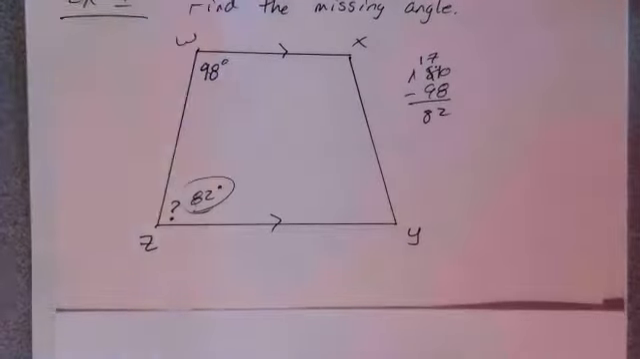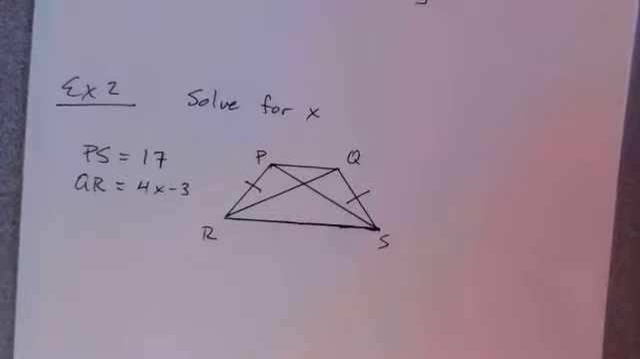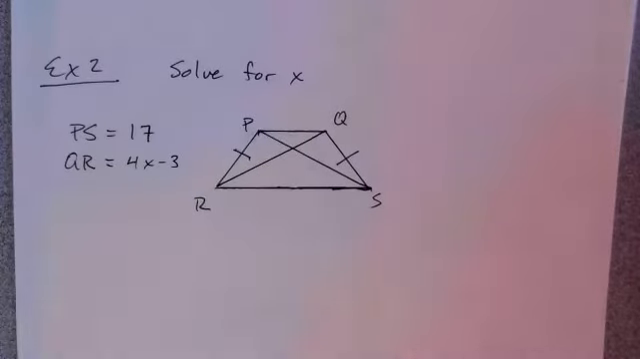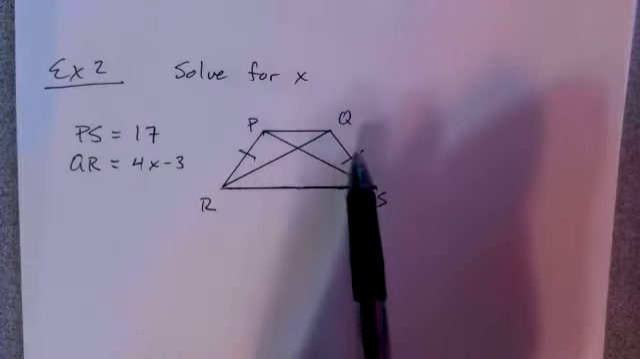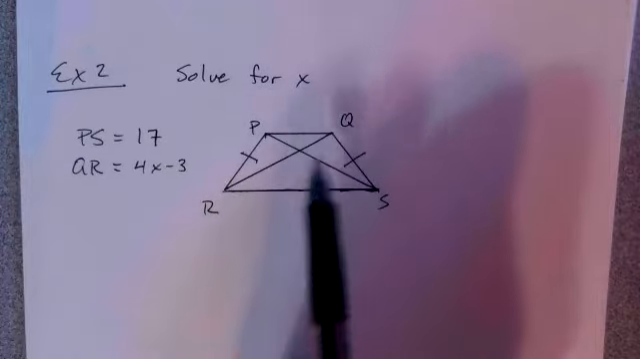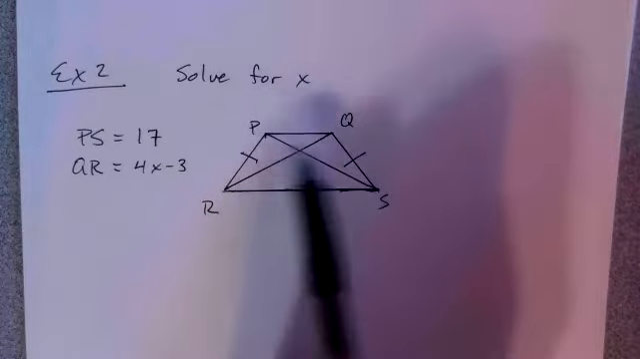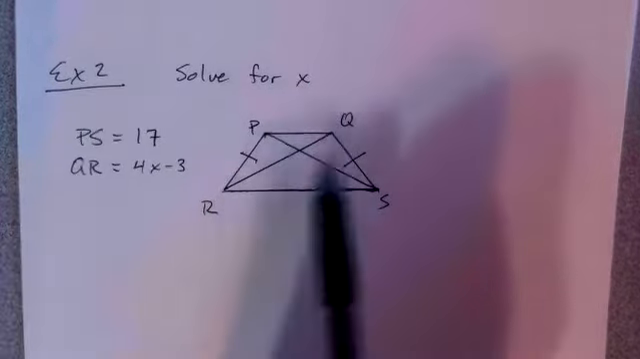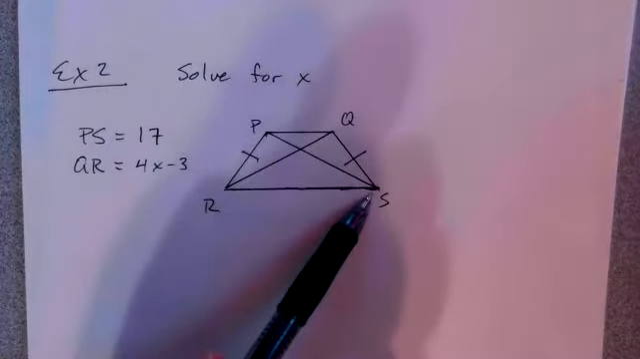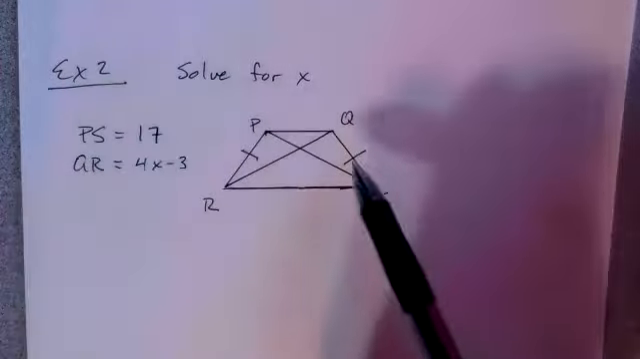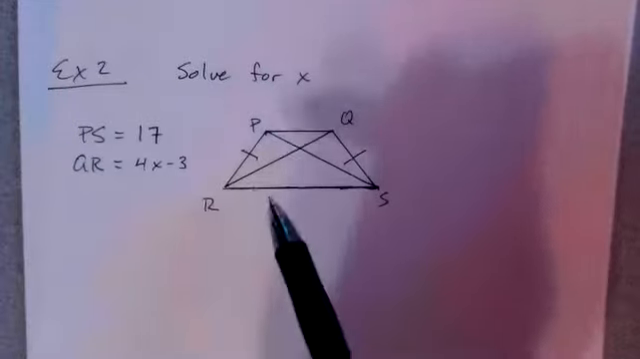Okay, the next example, example 2, says solve for x. All right, which one of the four properties is this looking at? Well, what type of trapezoid do we have? Here are our bases, and it says these two side lengths are equal. So that makes this an isosceles trapezoid. And it's looking at these diagonals. So it says PS equals 17, so the distance from P to S is 17. The distance from Q to R is 4x minus 3.